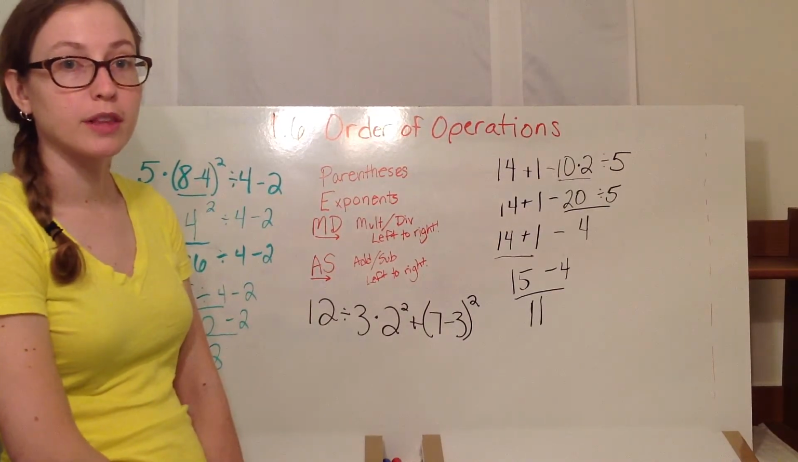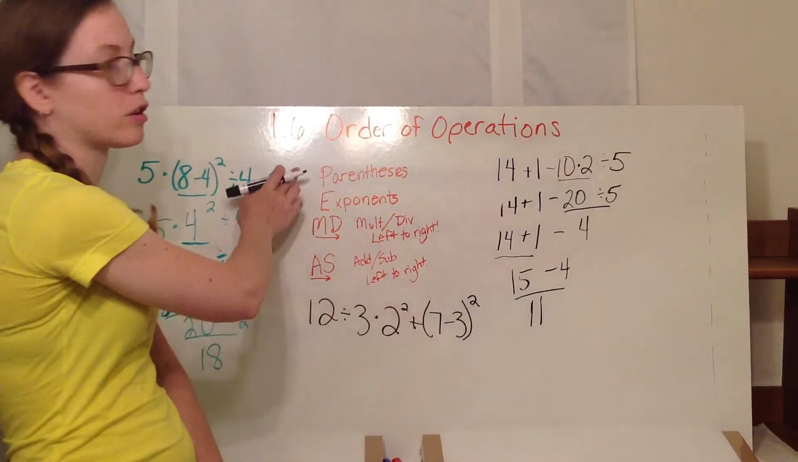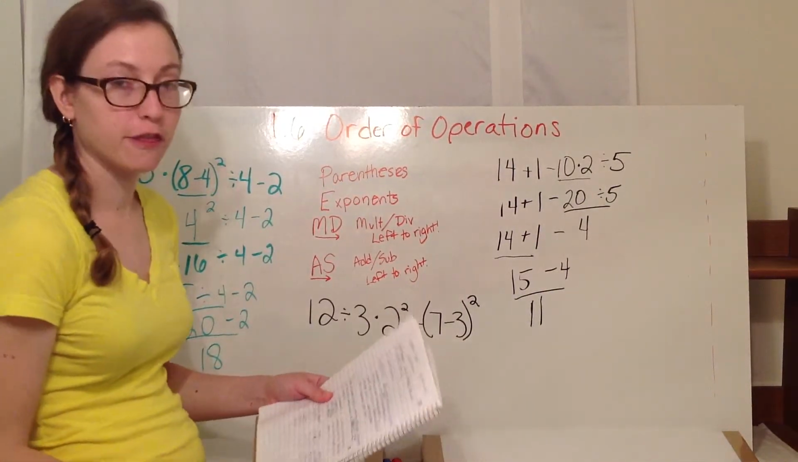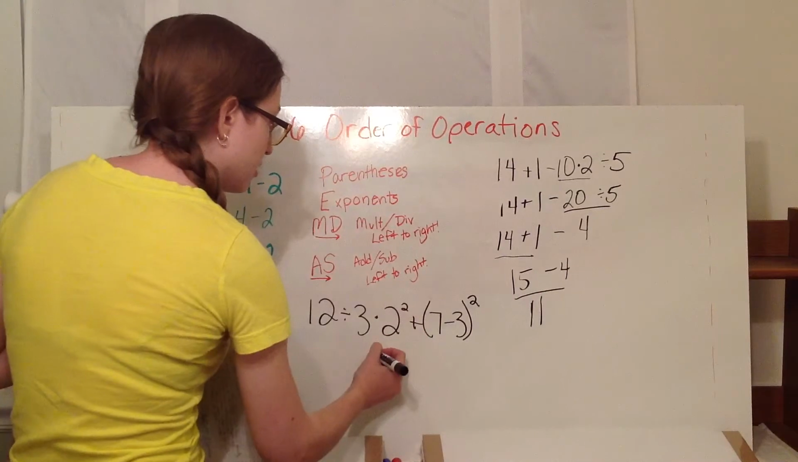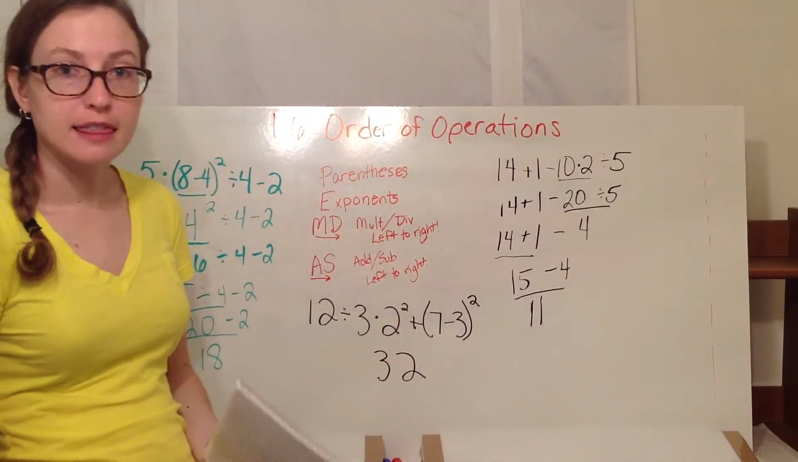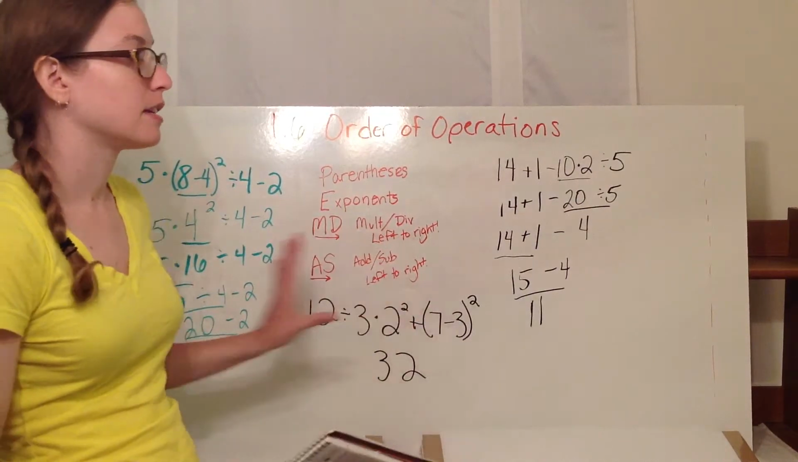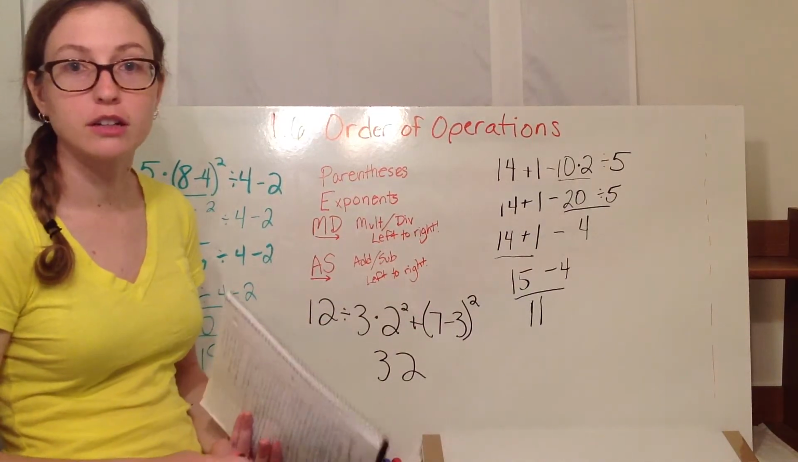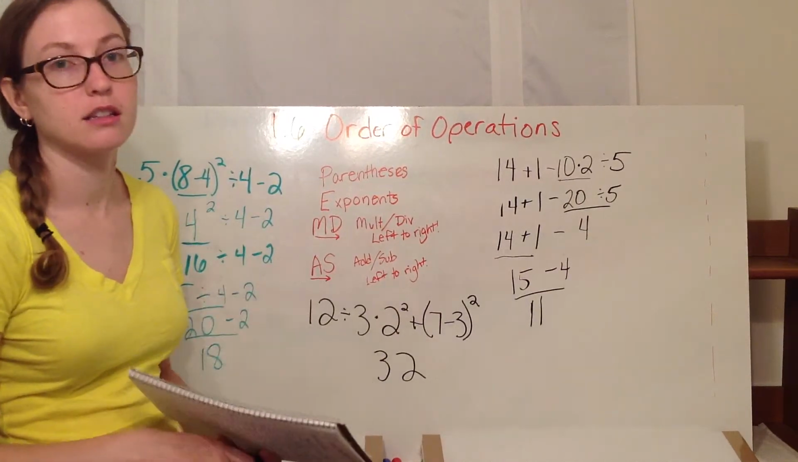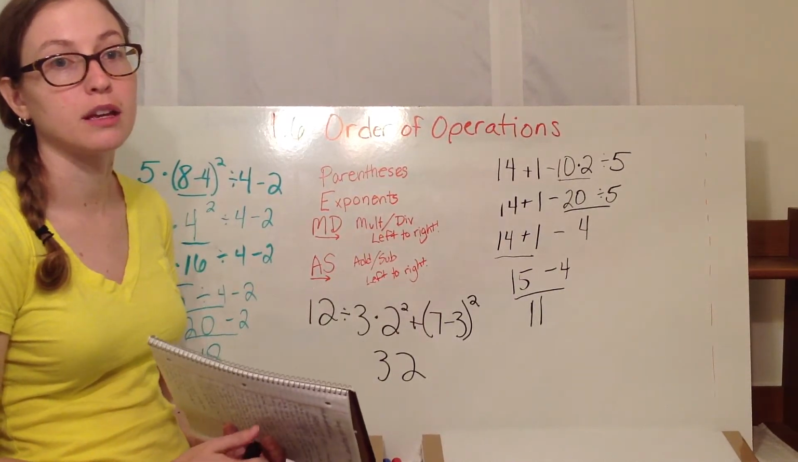Hopefully you were able to work that problem successfully using our order of operations. And you should have gotten an answer of 32. If you didn't get that, or if you have any questions about any of the examples that you've done, please make a note of it in your notes and ask me at the beginning of class so that we can address any confusion that there will be. All right?